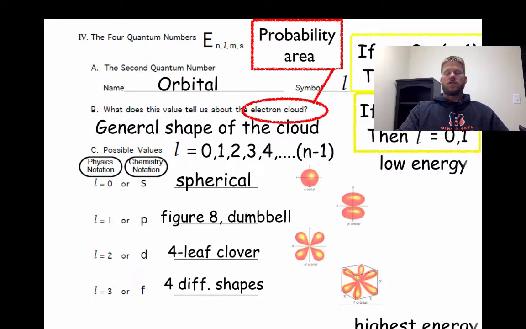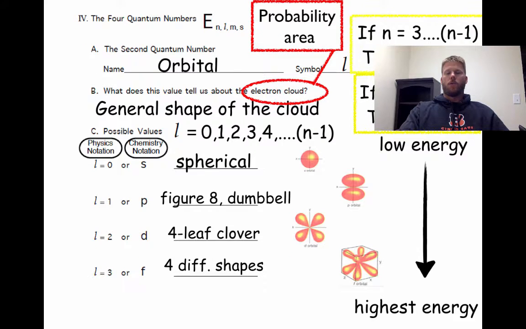Okay, the spherical shape is low energy, and the 4 different shapes you could get for your F orbitals are very high energy. I just like to think of these shapes as possible standing waves, and you go from one standing wave, which would take the smallest amount of energy to make, to a lot of standing waves, which would take the highest amount of energy to make.